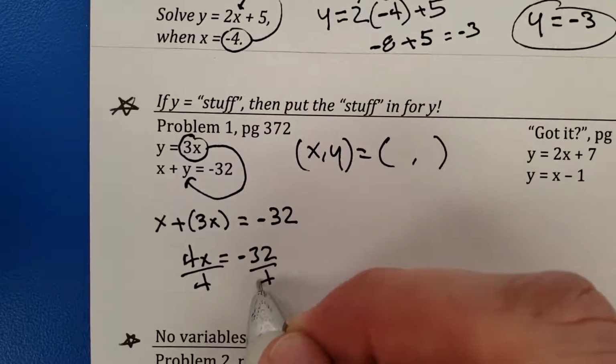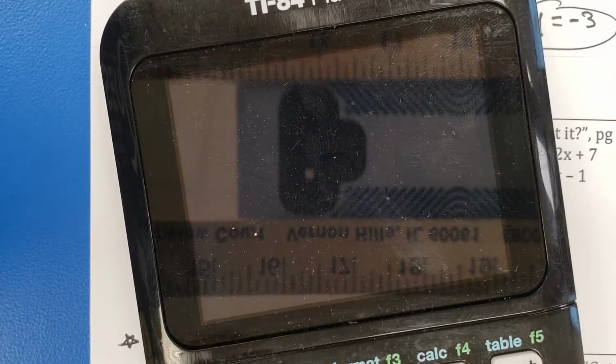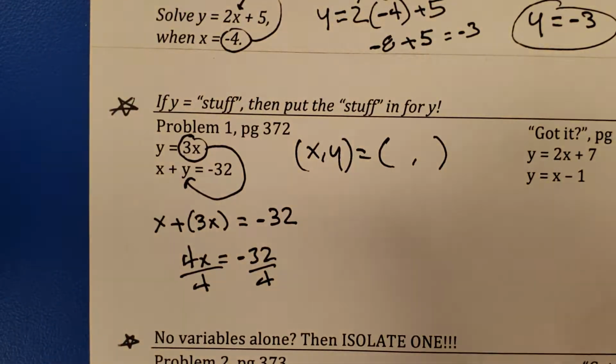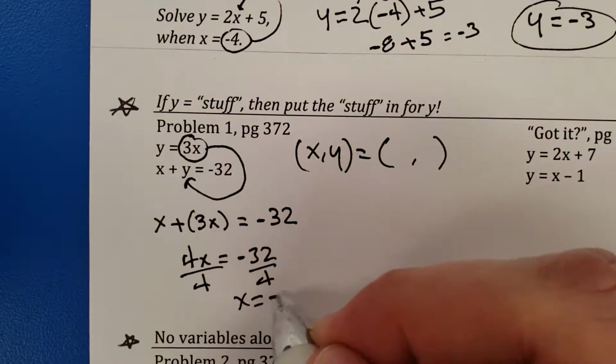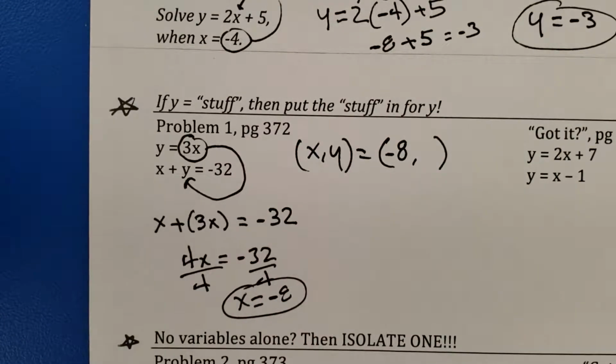Divide both sides by 4. Let's see what Mr. Calculator has to say there. I think it's negative 8, but I just want to double check to make sure. Negative 32 divided by 4. Boom, there we go, negative 8. So x equals negative 8. You're halfway done. You got the x value.